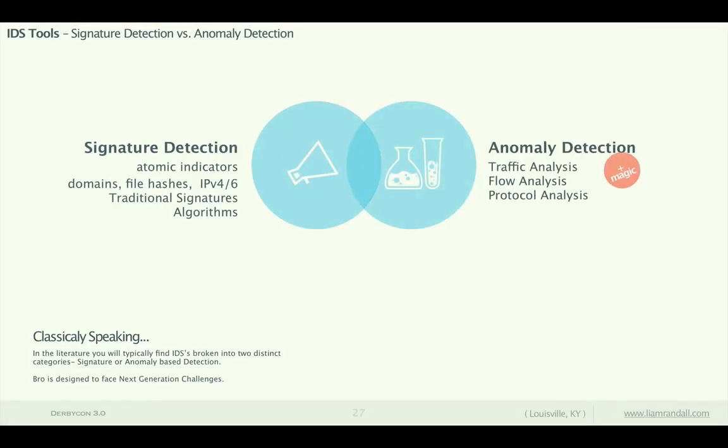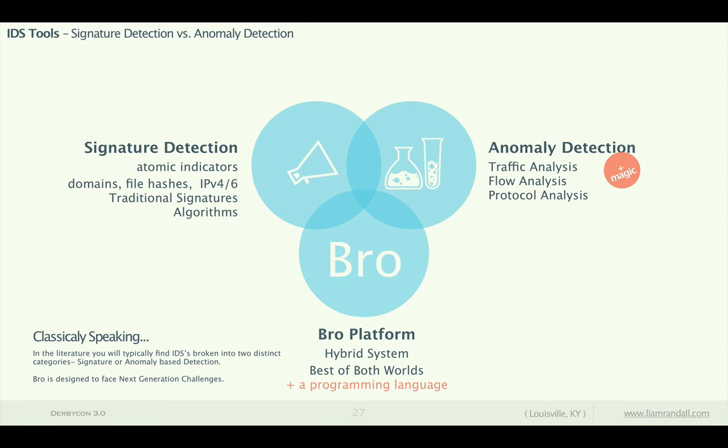So when we consider traditional intrusion detection systems, let's take a step back and just look at it from a very high level. Classically speaking, if you read the academic literature, if you study this professionally, you'll find that usually IDSs are broken down into two distinct and separate categories. You've got your signature-based IDSs and your anomaly-based IDSs.